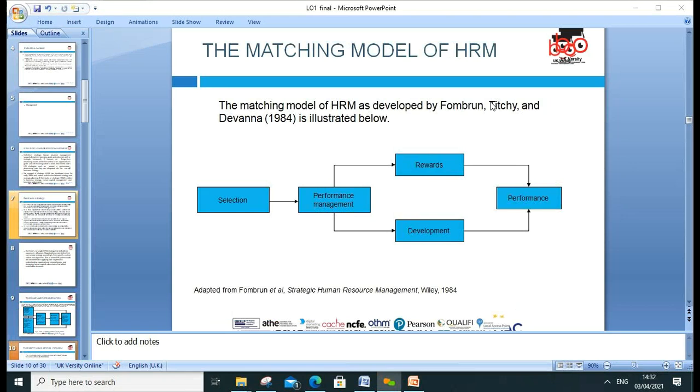Anybody, any question you can ask please if you have. Next we are looking at the human resource model. According to this model, we are looking at selection, performance management, reward systems, development. Okay, what is meant by performance?